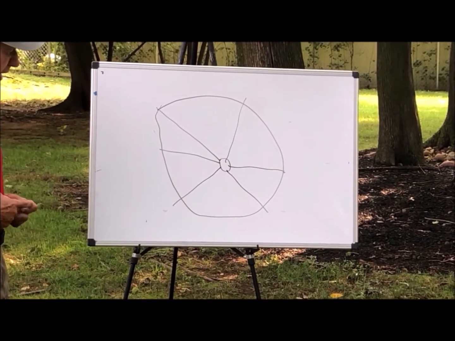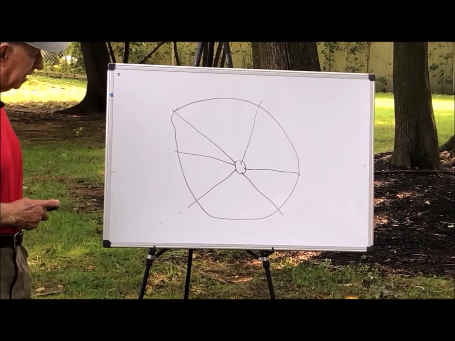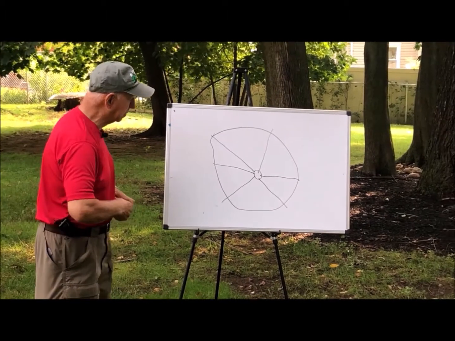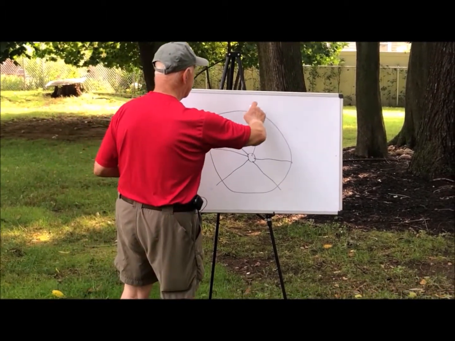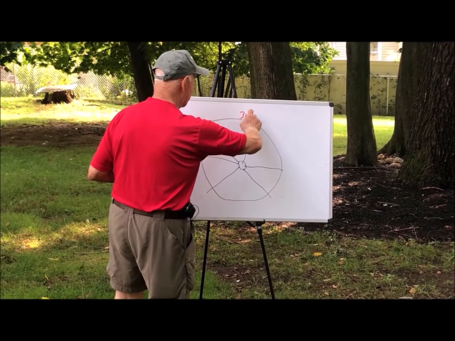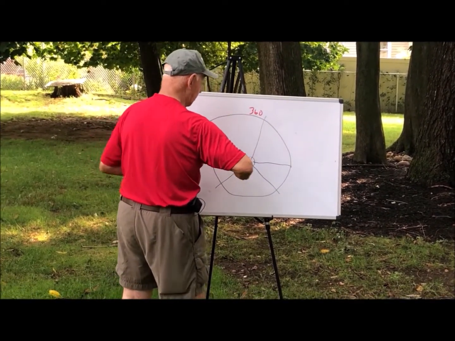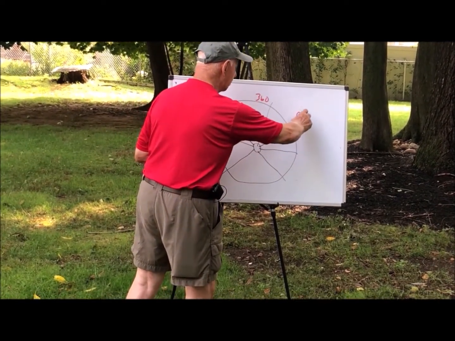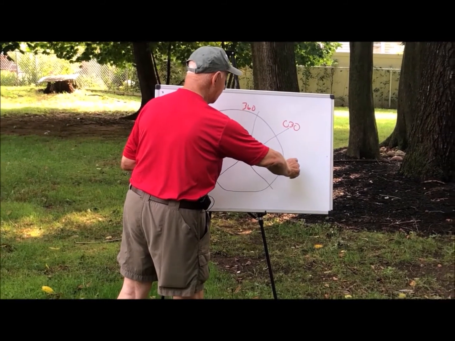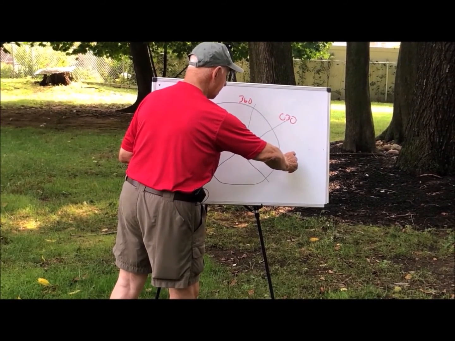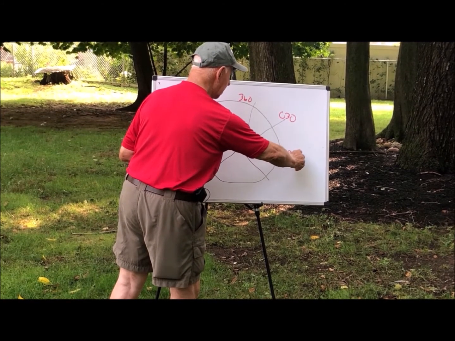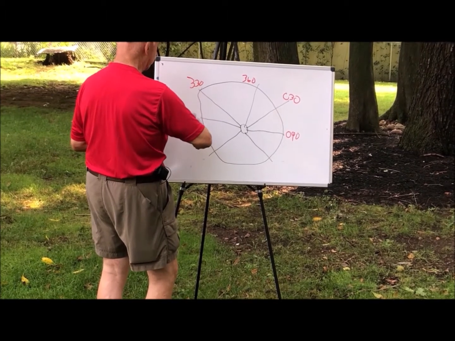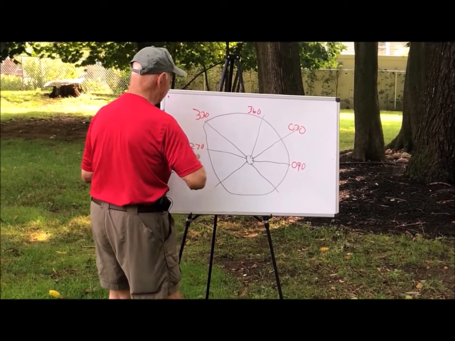Now the search pattern is going to be out on each of those spokes. We're going to be searching each of the directions of those spokes. The first spoke is going to be 360. The next spoke is going to be 030. This one is going to be 090. This is going to be 330, and this is going to be 270.